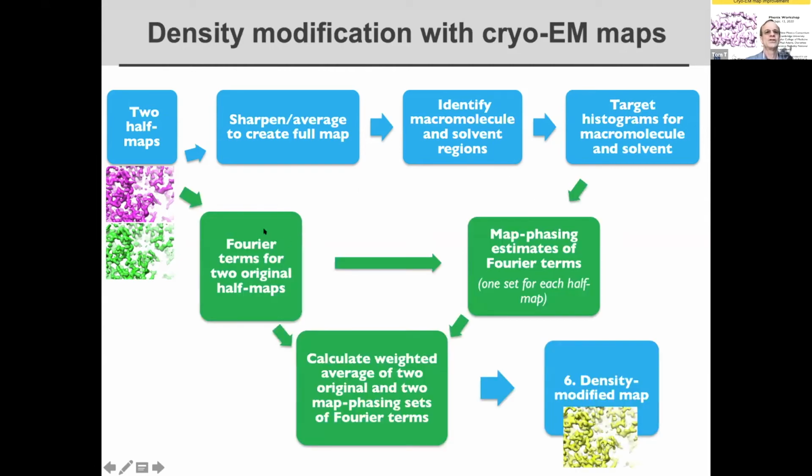Then we're going to go into Fourier space. We'll calculate Fourier terms for each of the two half maps. And for each half map, once again, we're going to use these target histograms to identify how to change the Fourier coefficients in those original maps, just the way we talked about in the previous slide, to generate map phasing estimates of each half map. So basically, improved half maps generated based on expectations from the right-hand side, and original half maps based on data from the left-hand side. And then we're going to calculate the weighted average of those two maps to generate a new half map, and then we're going to average those to generate one full density modified map.